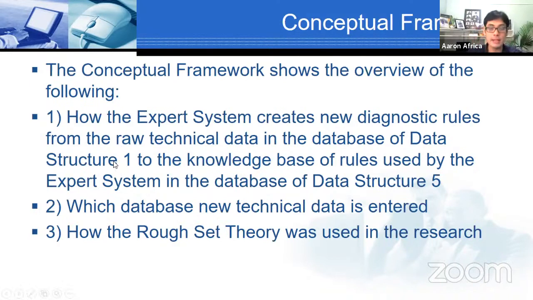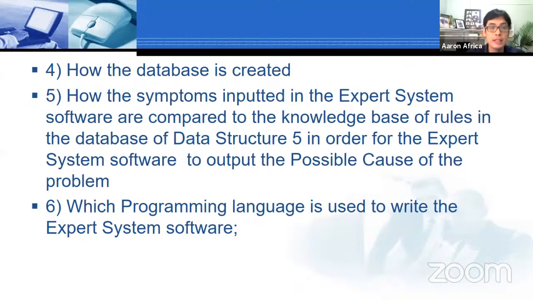Number 2, in which database new technical data is entered and how the repository was used in the research. In the 4th, how the database is created. The 5th, how the symptoms inputted in the expert system software are compared to the knowledge base of rules in the expert system. This is done in data structure 5. Okay, in order for the expert system software to output the possible cause. And 6, which programming is used to write the program, the expert system program.